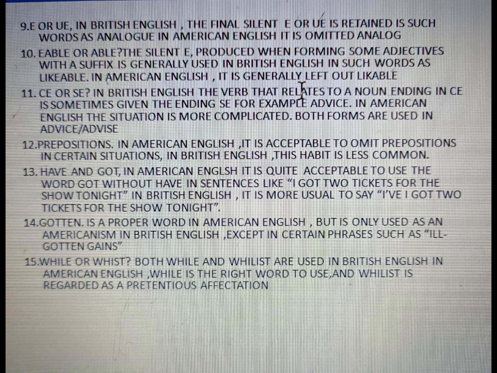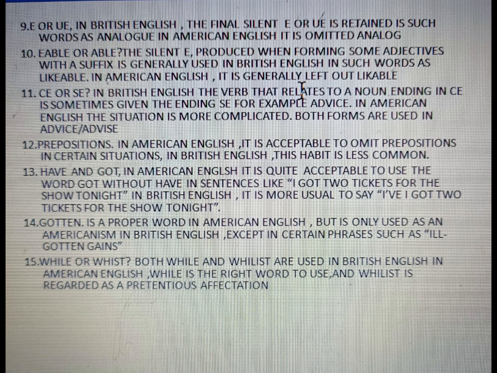Eleven, C or S. In British English, the verb that is related to a noun ending in CE is sometimes given the ending SE, for example, advice and advise. In American English, the situation is more complicated. Both forms are used in advise.